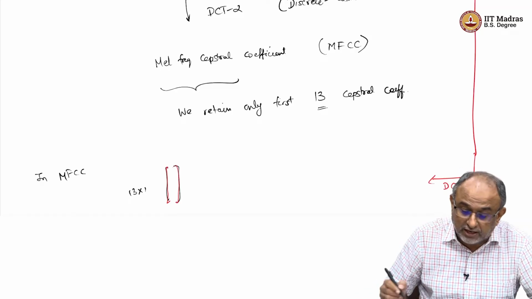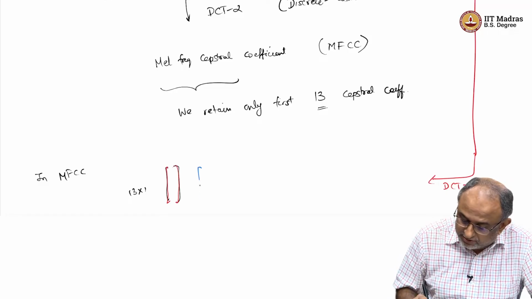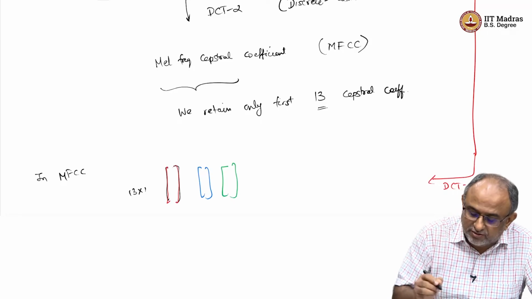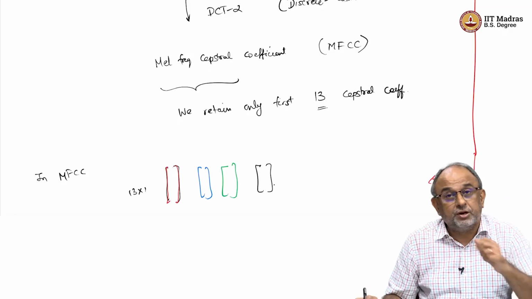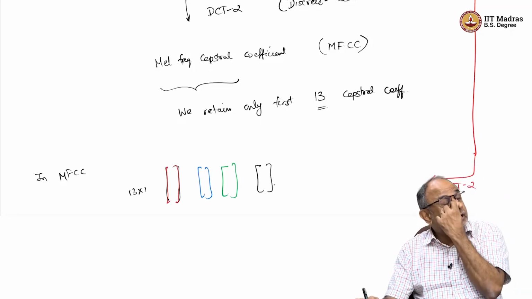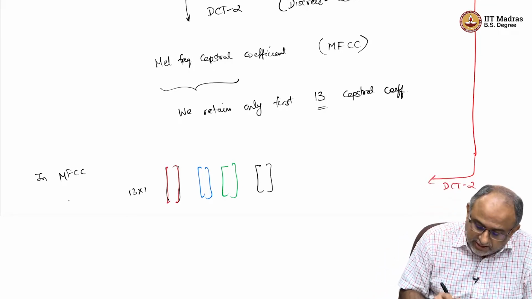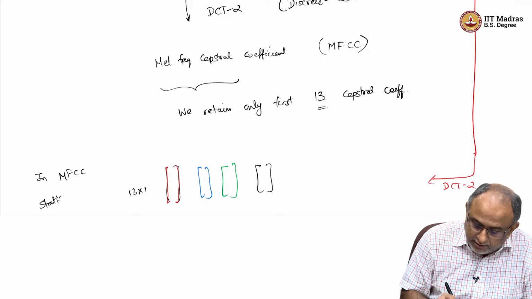And so you will get this 13 cross 1, then this 13 cross 1, so instead of 80 cross 1 or 40 cross 1, we will start getting 13 cross 1. And this is called static MFCC.